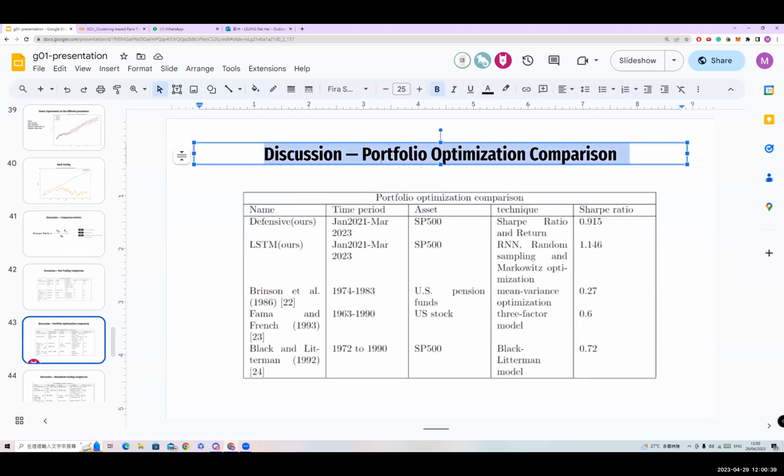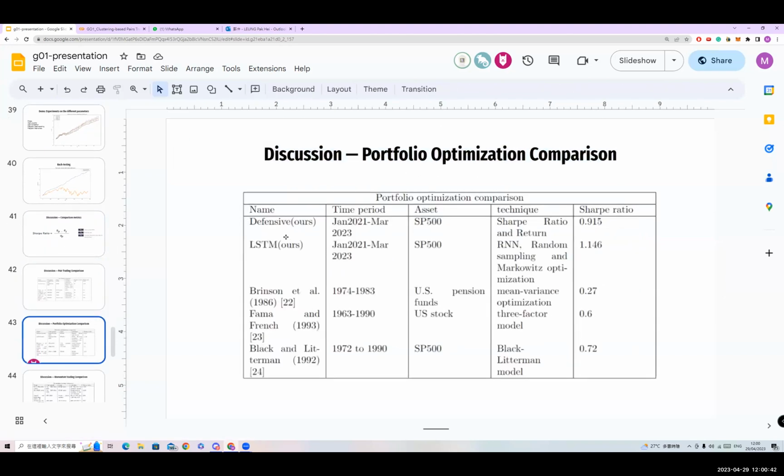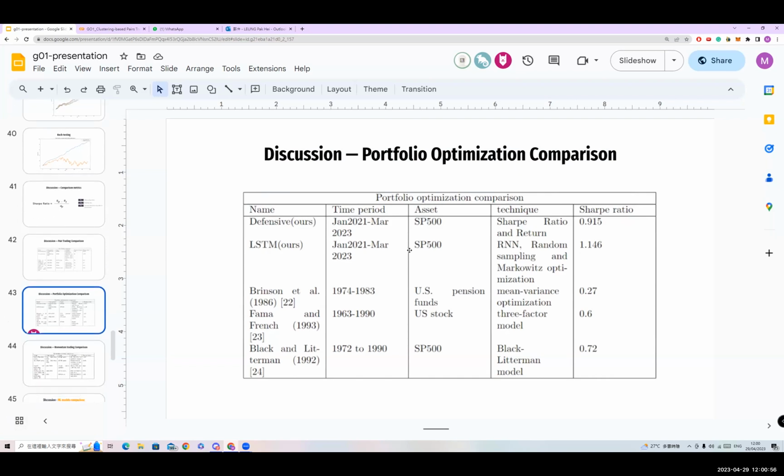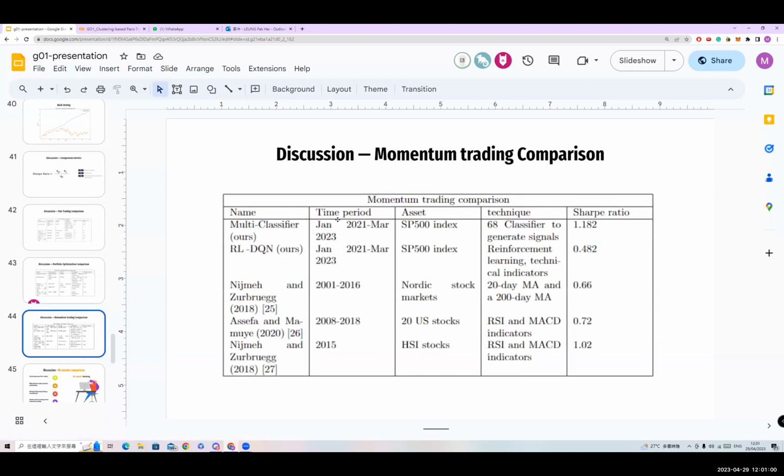And also we will compare the portfolio optimizations. We use the defensive allocation strategy and also the LSTM one. We can see both of our strategies perform better than the traditional one, and you can see the LSTM one performs slightly better. And the time period and assets, of course, are the same. We have to have a fair comparison.